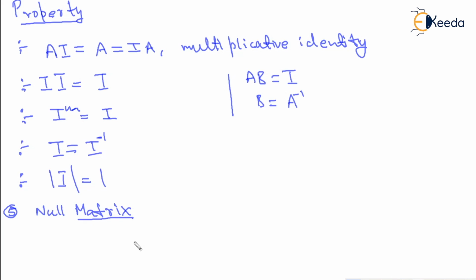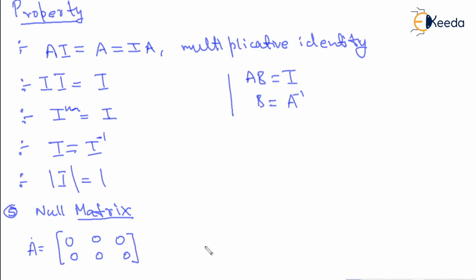Null matrix, that is, all the elements of the matrix will be 0. So it can be rectangular in the sense where the number of rows and number of columns are not same. So it can be rectangular or square, and it has to be 0. So if I'm saying A is given by 0, 0, 0, 0, 0, 0, this is a null matrix of dimension 2 cross 3.